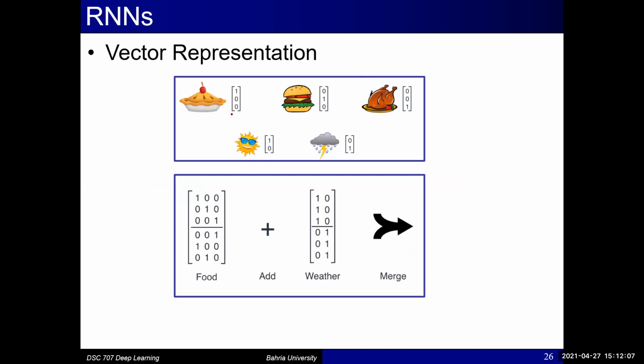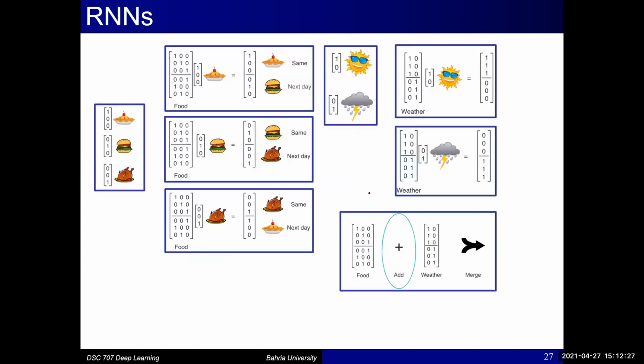Now you have the dishes represented by vectors of size 3. You have weather represented by vectors of size 2. Okay. Now you will need a matrix for food, and a separate matrix for the weather. And you have to combine these two pieces of information, which we are calling merge, so that you come up with the final decision. Okay. So now you see someone told us that, okay, for the food, this is your weight matrix. How it is learned, we just ignore it.